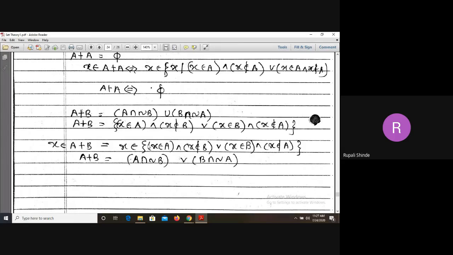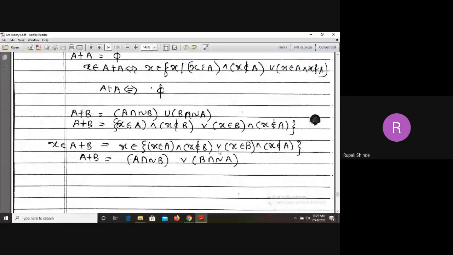What is A plus B? A minus B union B minus A. Now consider the first bracket, A minus B. What is the meaning of this A minus B? The elements which are present in set A but not in B. So this can be written as x belongs to A and x does not belong to B. So this is the meaning of A minus B.